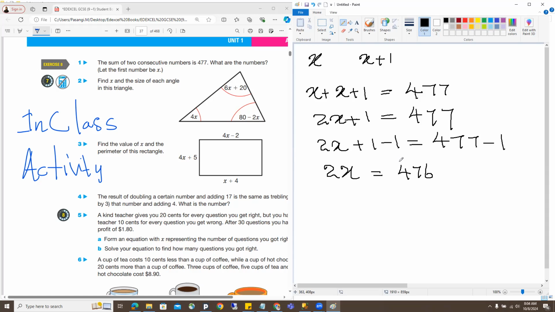Okay. Is it clear? 2x is equal to 476. Then you can divide both sides by 2. That is, x is equal to 238. The other number is 239.